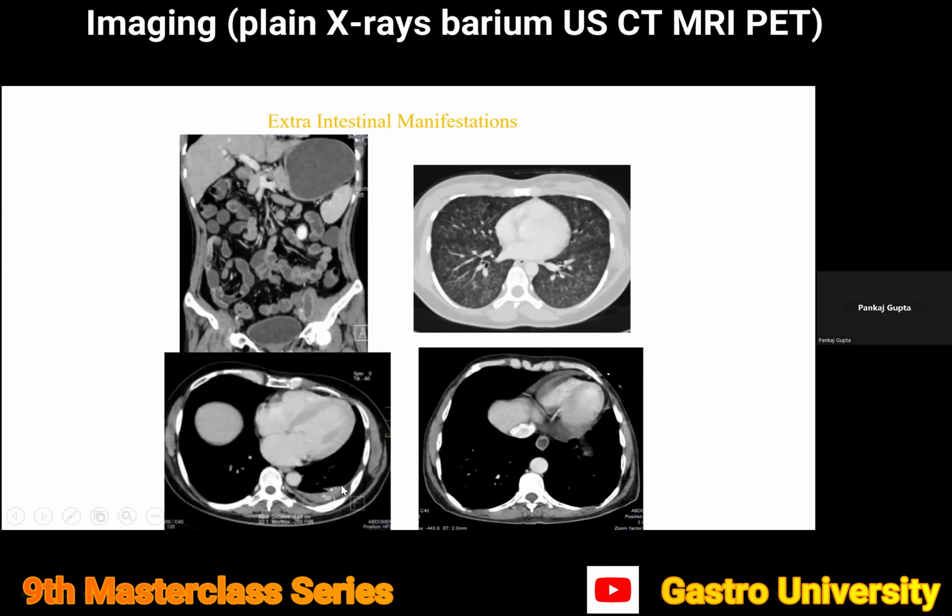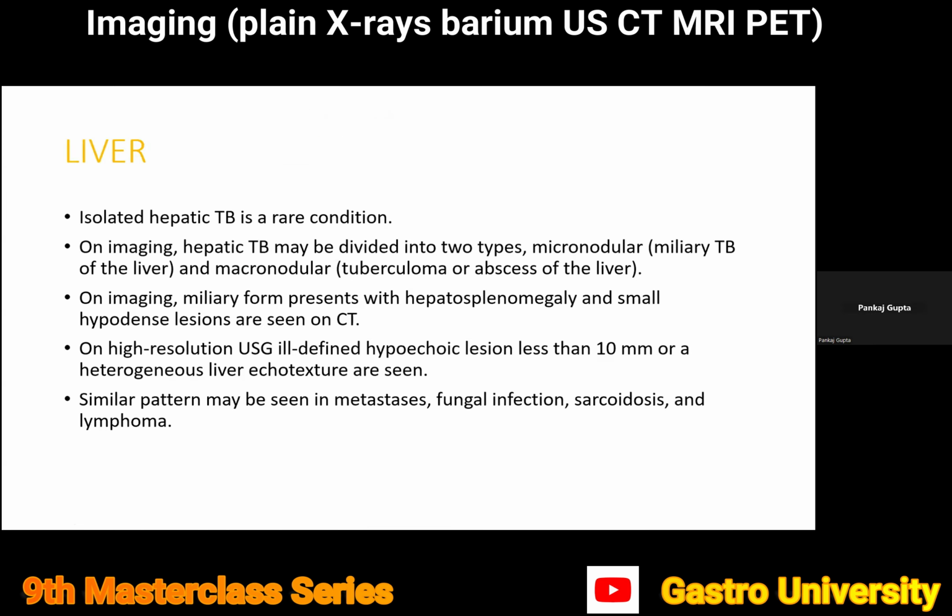In this case, we can see that there is a left-sided pleural effusion with calcification. And in this example, we see some pericardial effusion. So these could be some important ancillary findings. In this case, you can see that there is a psoas abscess. So one should carefully look for these findings, and these can actually lead us to the diagnosis.